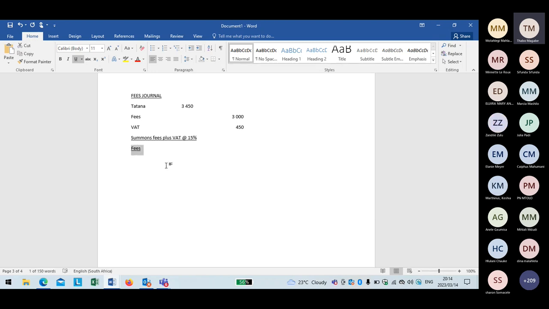You will start with your fees, then followed by VAT, and your client. And then you will determine 5% of the fees. How much is it? 5% of 3,000, in other words. Not the whole amount. It's 150 rand.